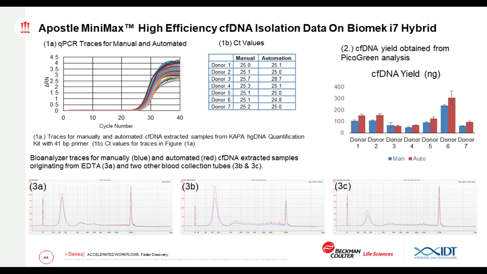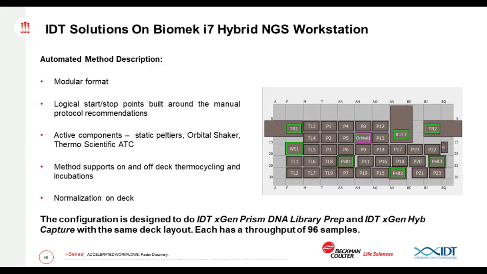We also compared the cfDNA yields for manual and automated samples via picogreen assay, and the yields are comparable or higher for automated workflow. The last one is a comparison of extracted cfDNA from different types of tubes. The blue traces are manual and red traces are for automated extracted cfDNA, and the results look quite comparable.